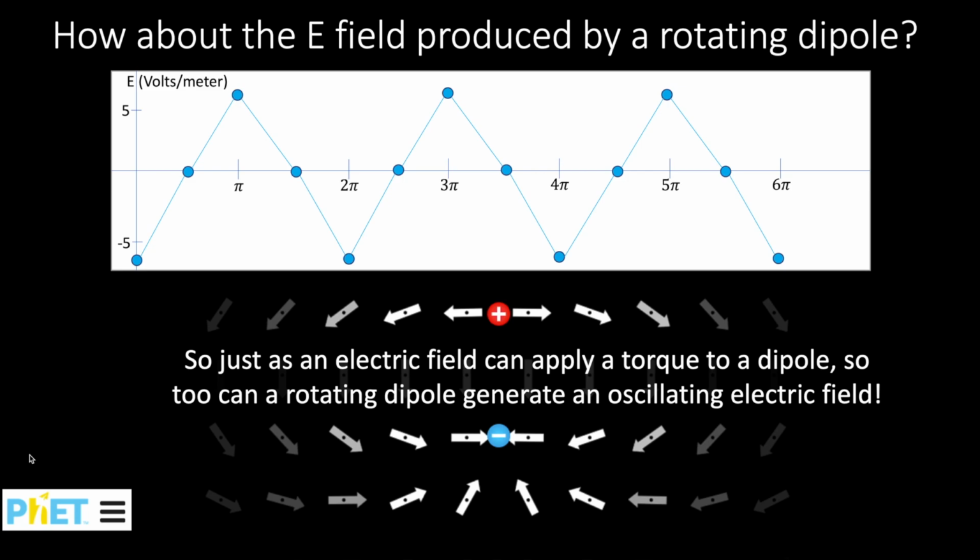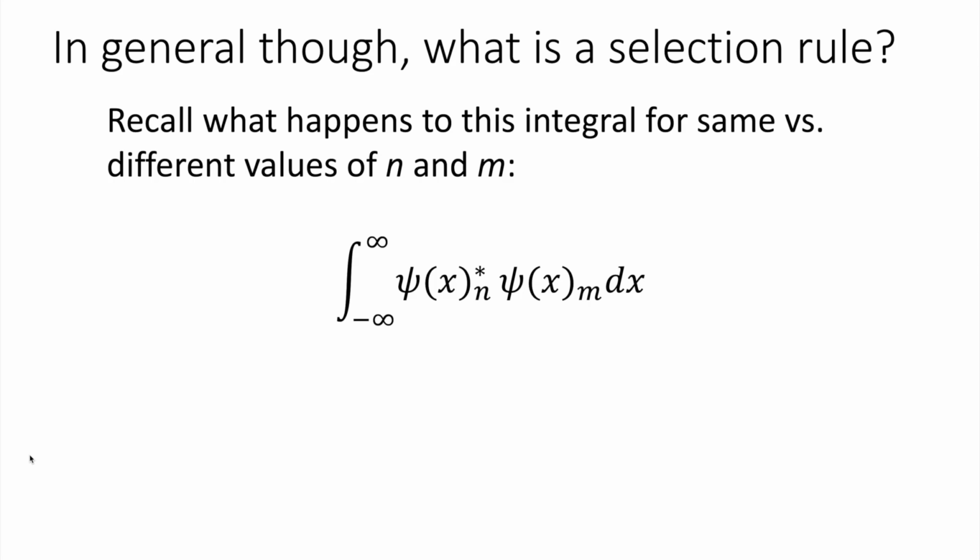So again, just as an electric field can apply a torque to a dipole, so too can a rotating dipole generate an oscillating electric field. All right, so moving forward with our discussion of the quantum mechanical explanation for selection rules, we have to get back into doing integrals with our wave functions, right?